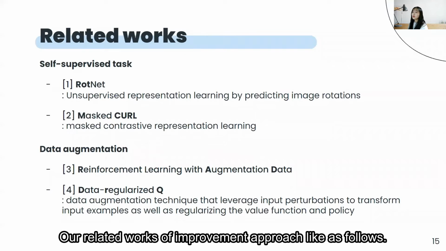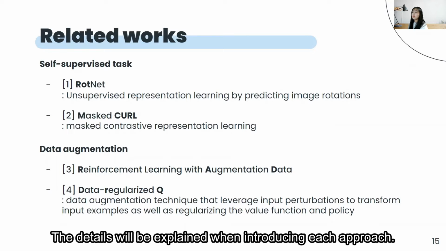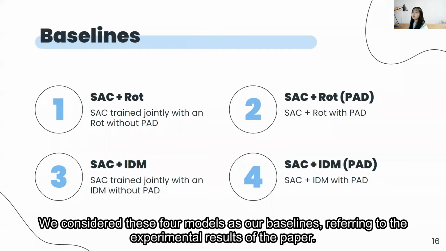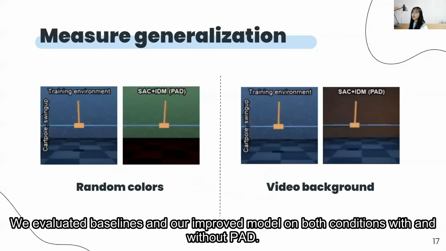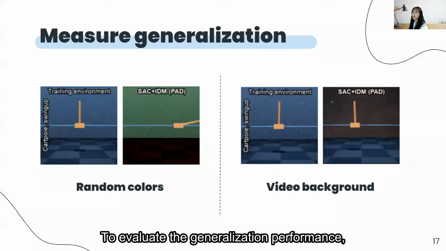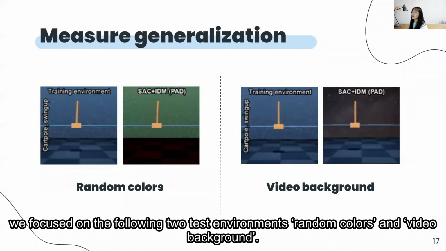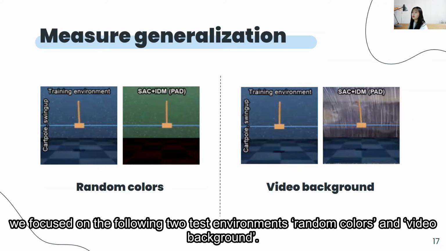Our related works for improvement are as follows. The details will be explained when introducing each approach. We considered these 4 models as our baseline, referring to the experimental results of the paper. We evaluated the baseline and our improved models both with and without PAD. To evaluate the generalization performance, we focused on the following 2 test environments: random colors and video background.